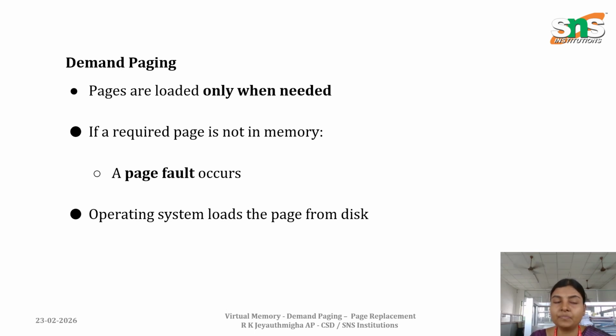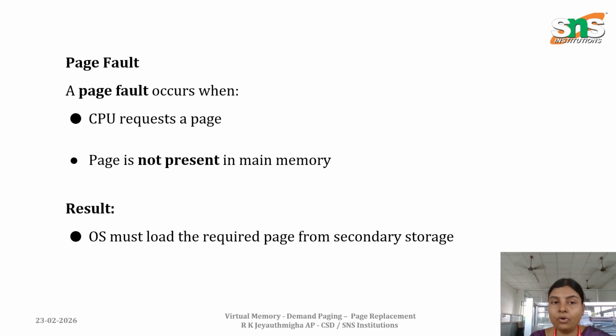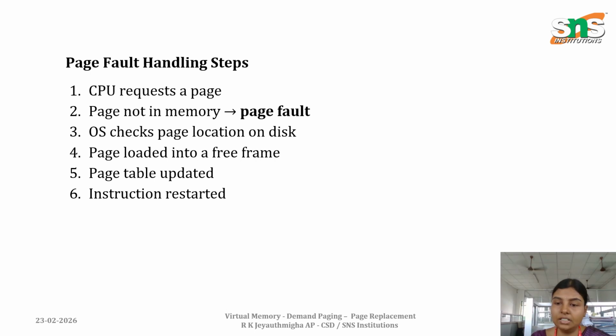Demand paging is a technique where pages are loaded only when needed. If a required page is not in the memory, a page fault occurs. The operating system loads the page from the disk. A page fault occurs when the CPU requests a page and the page is not present in the main memory. So the result is the operating system must load the required page from the secondary storage.